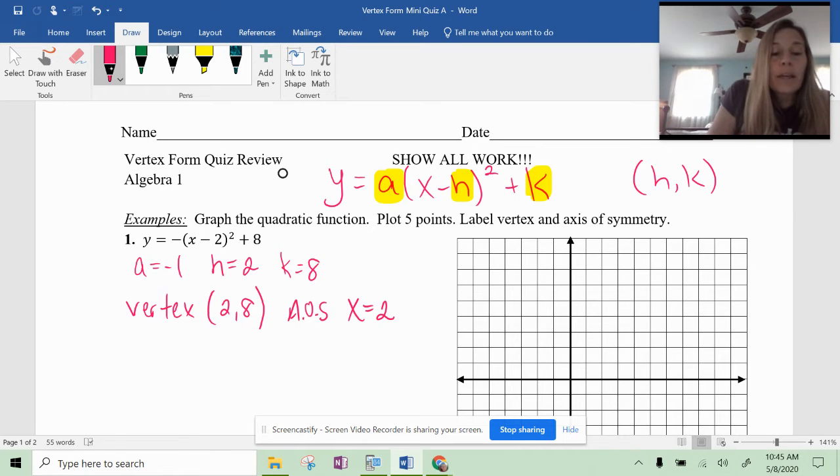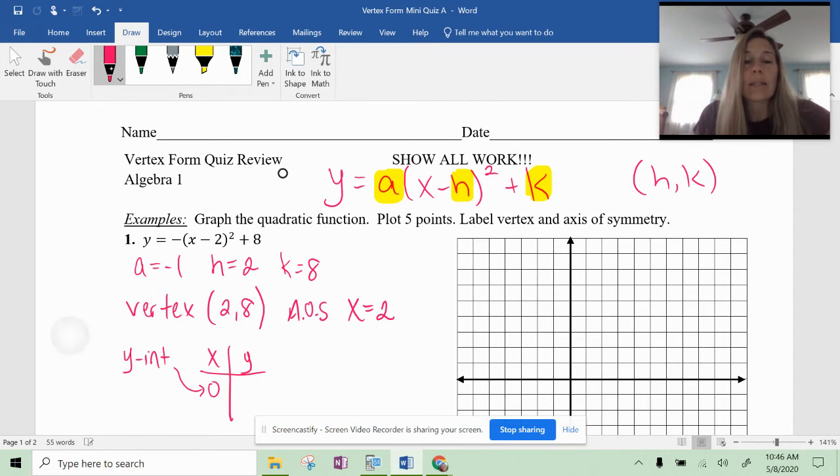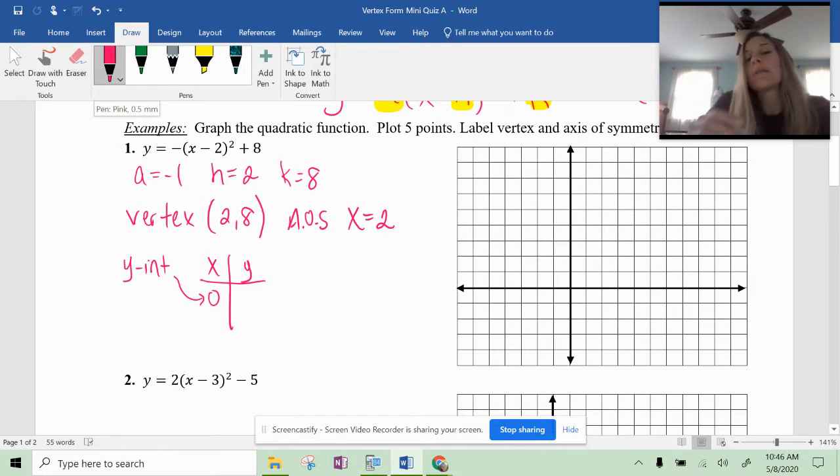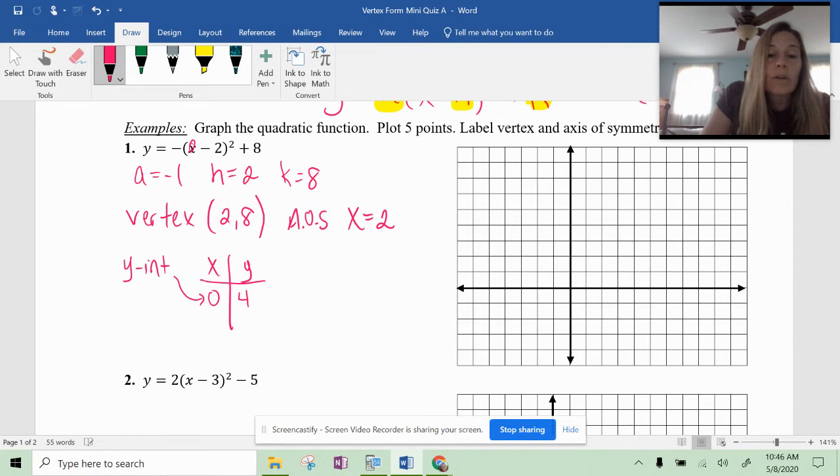Then a couple other things. If we wanted to find the y-intercept, that is the point that we get when we put in a 0 for x and find whatever y is. So we can use that as one of our points. If I put a 0 in for x here, I have (-2) squared, which is +4. Then I multiply by the negative out front, making it -4, and then add the 8, which gives me 4. So that's just another point on there.